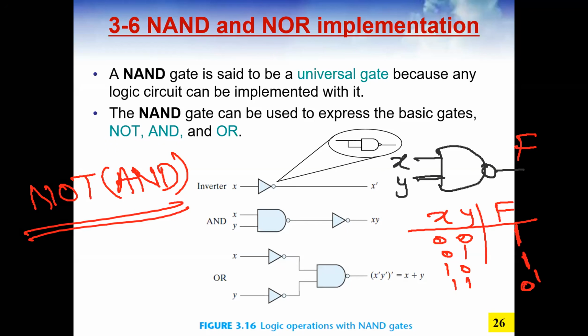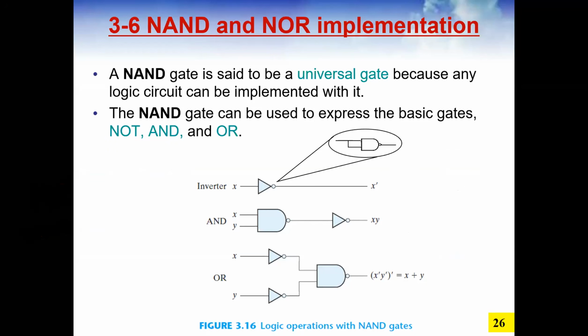Now see, how can I use this NAND gate as a NOT gate? For that, I combine the inputs. Rather than giving two different inputs, one is X and another is Y, I am giving only a single input to both the inputs here.